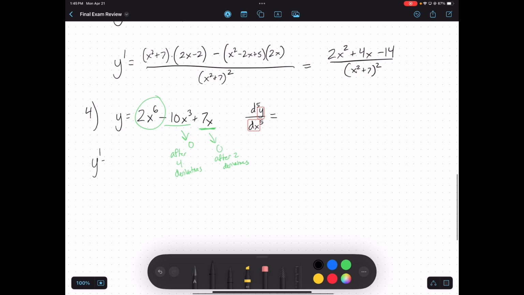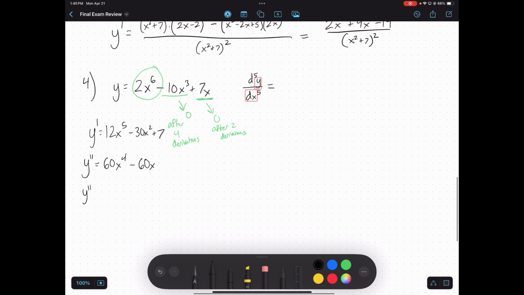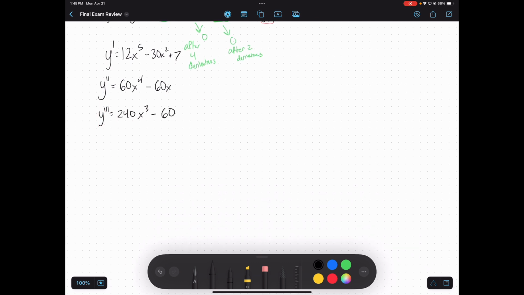So y prime is equal to 12x to the 5th. And technically, if we want to think about those other terms, we already know they're going to go to 0. But if I wanted to think about them, I'm going to have minus 30x squared plus 7. Second derivative, I'm going to get 60x to the 4th minus 60x. And then sure enough, by the second derivative, that 7's gone to 0 now. Okay, keep going. Third derivative, 60 times 4 is 240x to the 3rd minus 60. Oh, that's the third derivative.